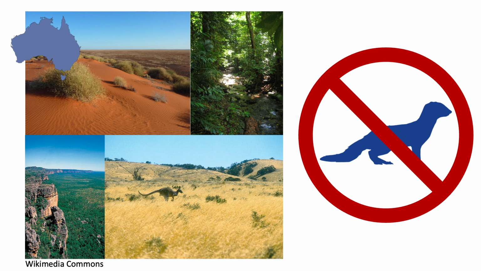It has to do with the environment. Australia has very different kinds of environments. There's deserts, there's rainforests, there's mountains, there's grasslands. And monitor lizards adapted to each of these different kinds of habitats and over time became different species.